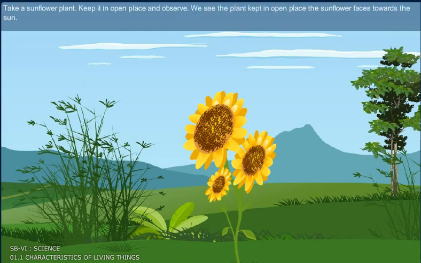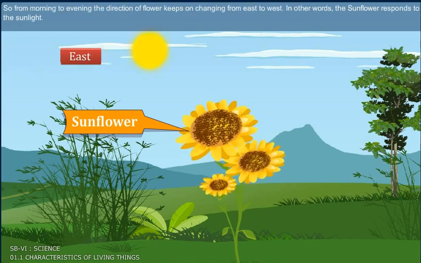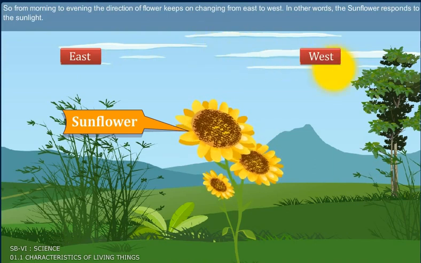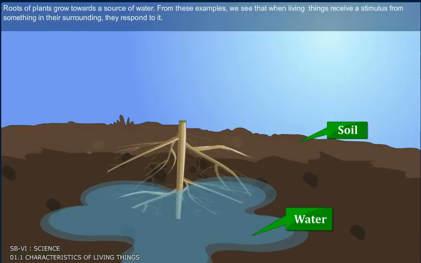Activity. Take a sunflower plant. Keep it in an open place and observe it. The sunflower faces towards the sun. So, from morning to evening, the direction of the flower keeps on changing from east to west. In other words, the sunflower responds to the sunlight. Roots of the plants grow towards the source of water.